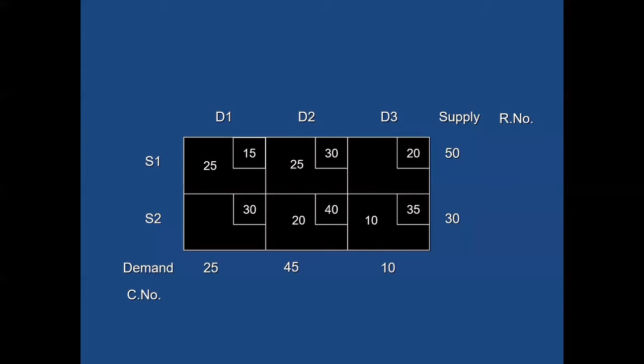So as you know, the first step is always to check whether it's a feasible solution. So we have the number of allocated cells as 4 here, and number of rows 2 plus 3 columns, that is 5, 5 minus 1 is 4. So it is a feasible solution.